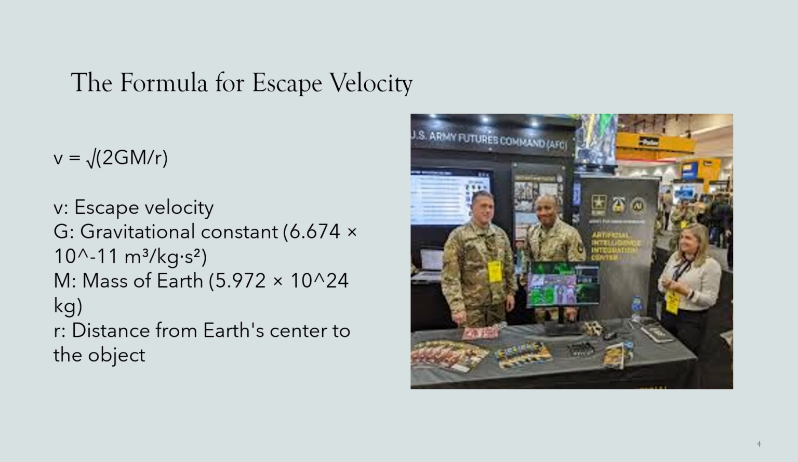Earth's mass is about 5.972 times 10^24 kilograms, and its radius is roughly 6,371 kilometers. When we combine these numbers through the gravitational constant, we can calculate the speed that the spacecraft must reach to be able to leave the atmosphere, which, as we said, is about 25,000 miles per hour.